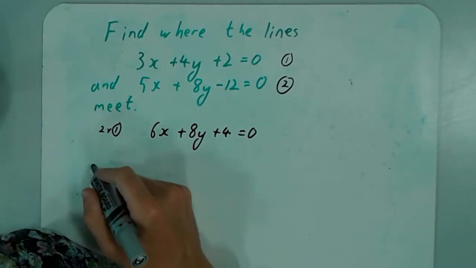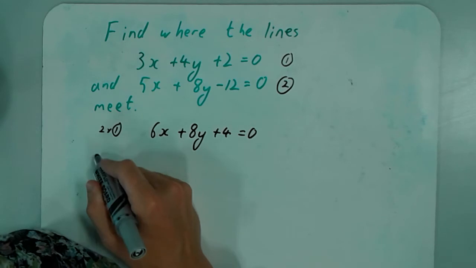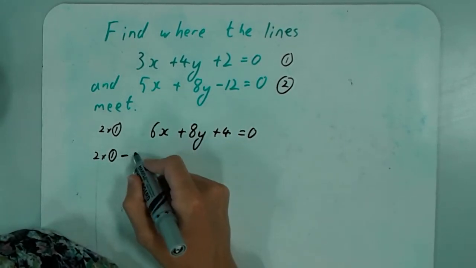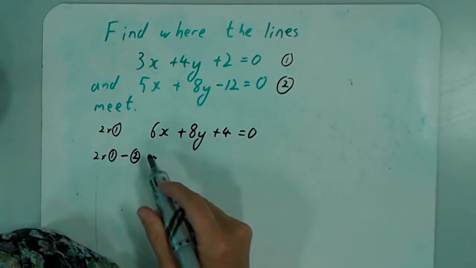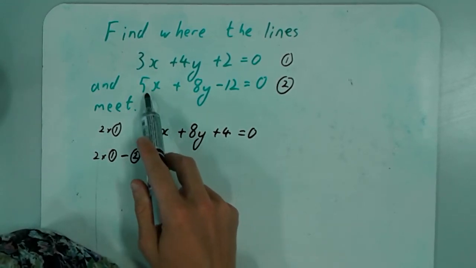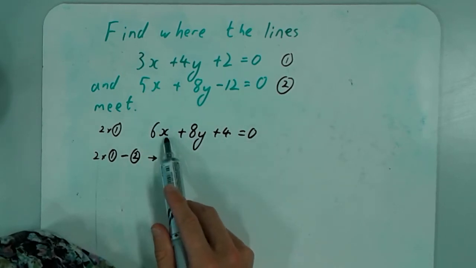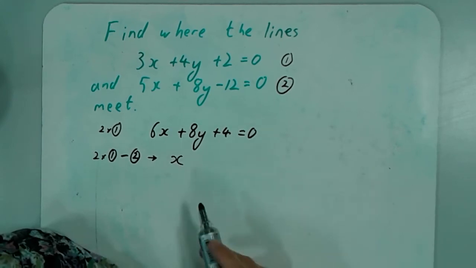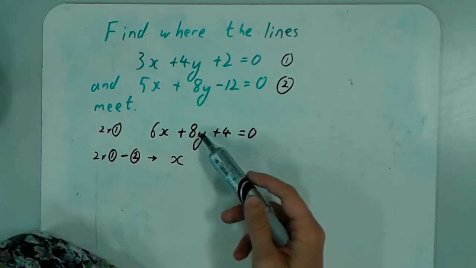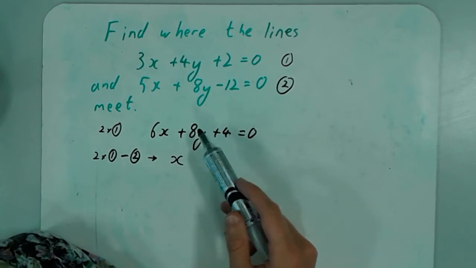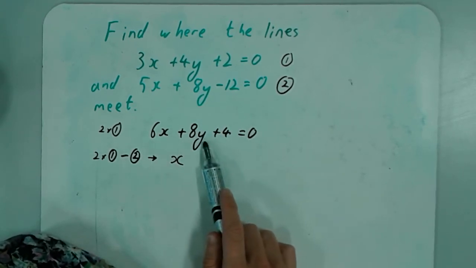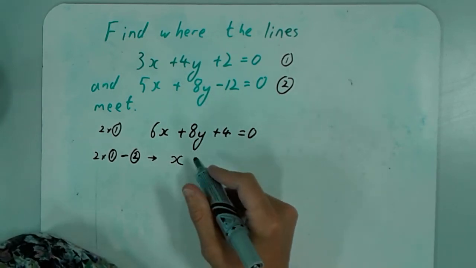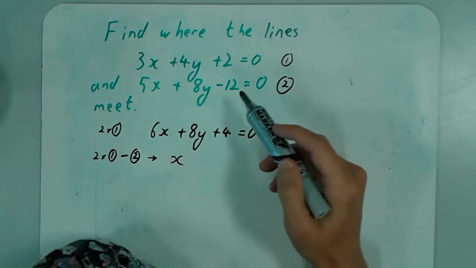Now, if we do two lots of equation 1 take away equation 2, that's going to give us 6x take away 5x, so we're taking the 5x's away from the 6x's. That just leaves us with a single x. By design, the y terms will cancel out. The whole point of multiplying this equation by 2 was to get 8y and 8y, so when we subtract them from each other, we will have no y terms left.